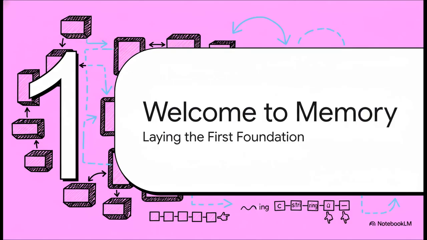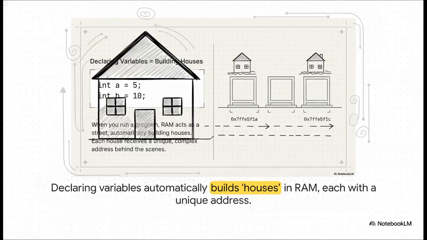All right, Section 1. Welcome to Memory Neighborhood, laying the first foundation. Okay, so first things first. Before we can even think about navigating, we've got to see how the very first foundations get laid, you know? How do those initial houses even pop up on the block? So check this out. Every single time you declare a variable in C, something as simple as int a = 5, you're basically telling the computer, hey, build me a house.